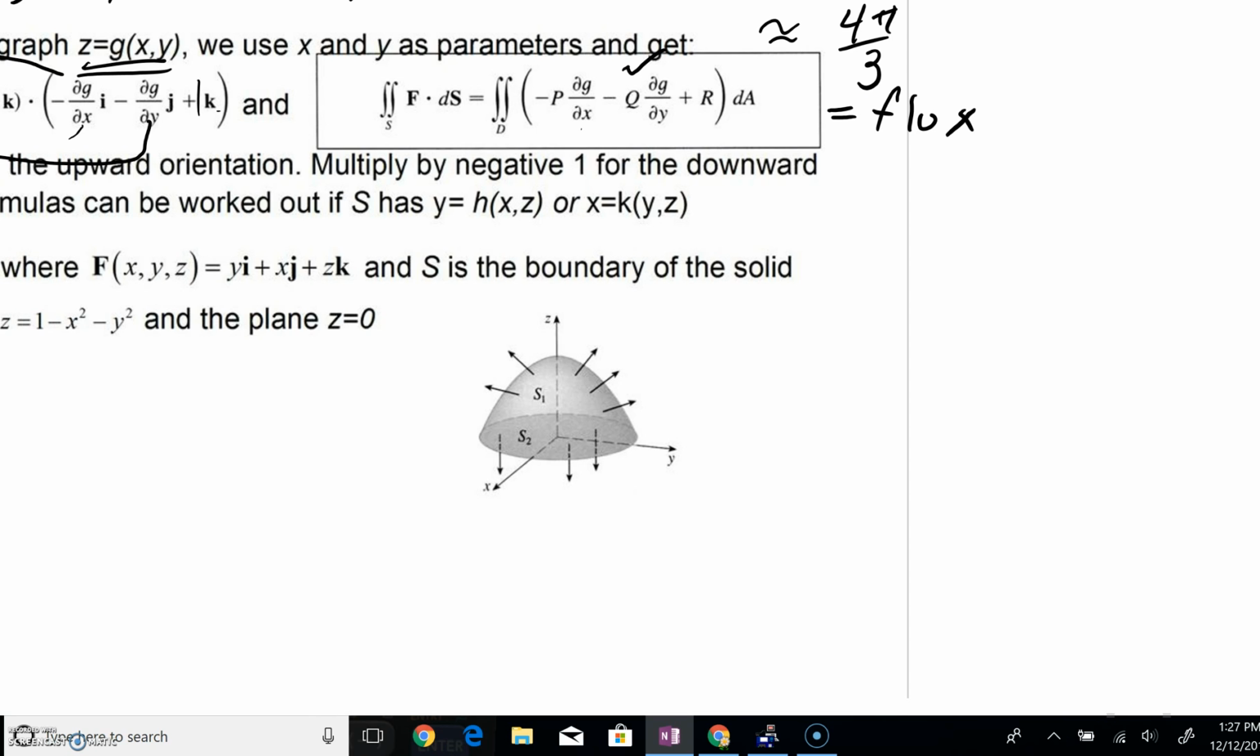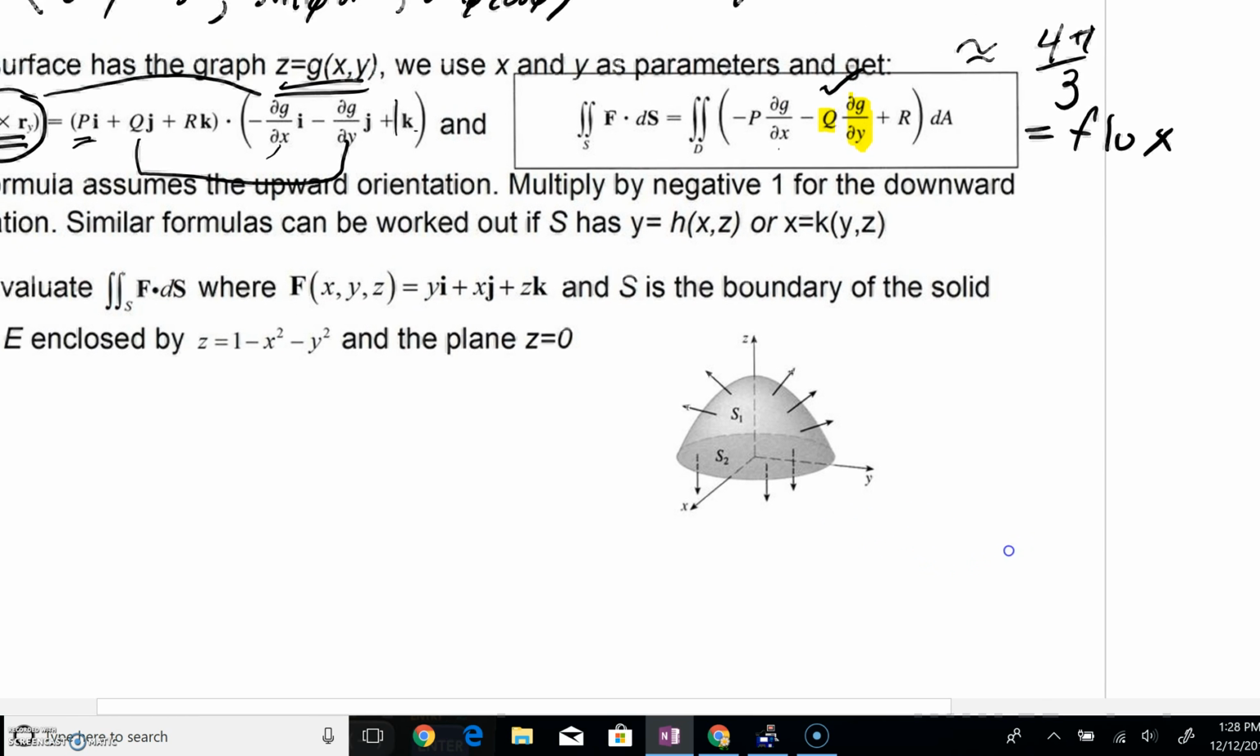What are we getting at? We can see that P is an x component for the vector field, and it's multiplied by a partial derivative with respect to x for the surface, and there's a negative. The Q right here is a y component for your vector field. It gets multiplied by that partial derivative of g with respect to y, the surface's partial derivative with respect to y. Both of those are negative, and then you just add that to R, which is the k component of your vector field.